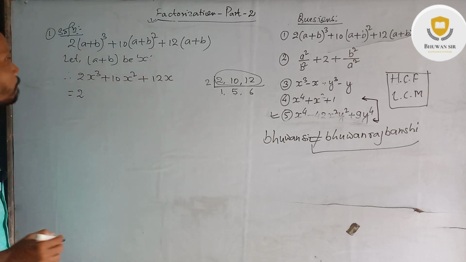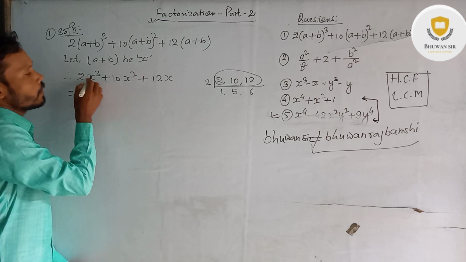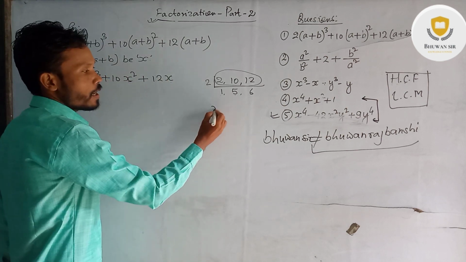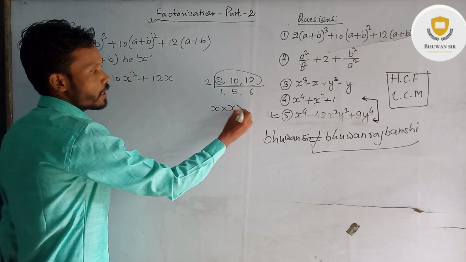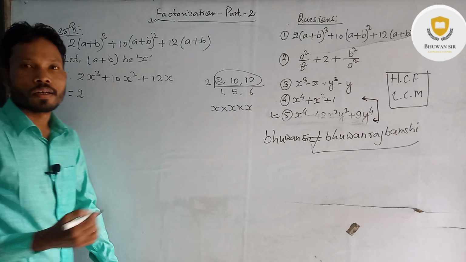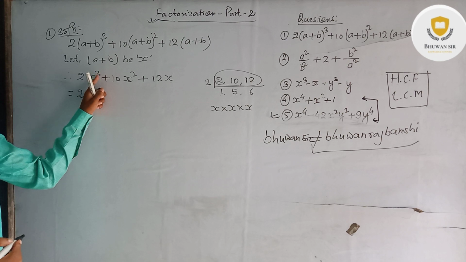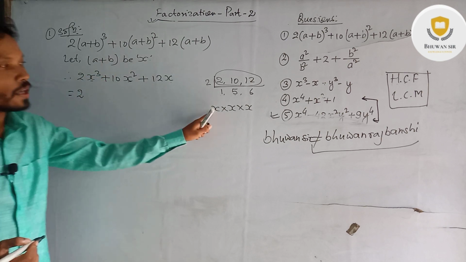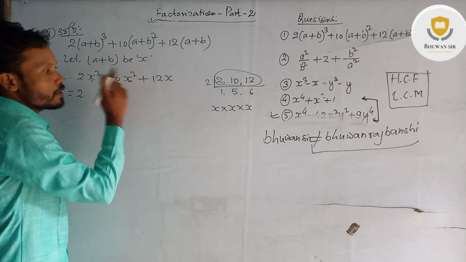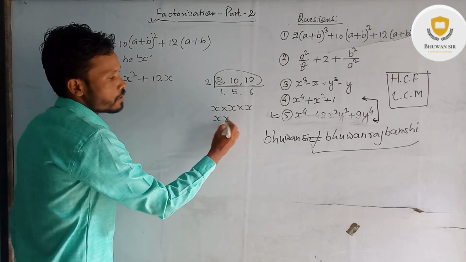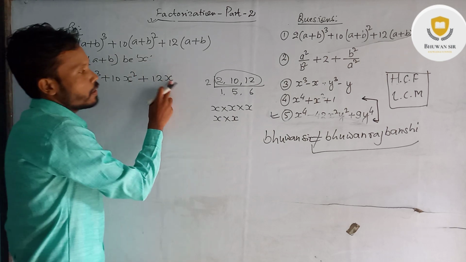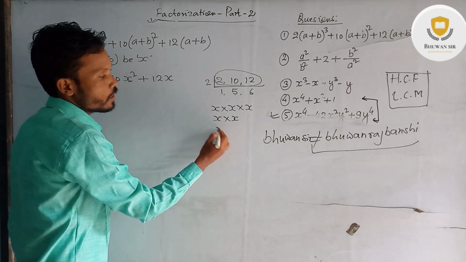Now similarly, x cube, x square and x. X cube means there are 3 x's: x into x into x. As for the power, power is the repeated form. X is repeated 3 times. Now x square means x is repeated 2 times. And here x has no power, so it is a single x.